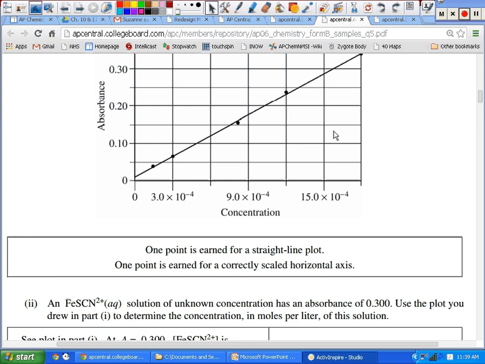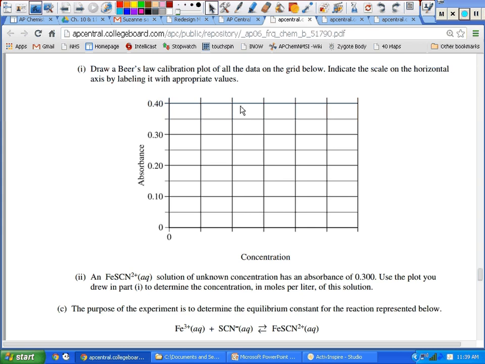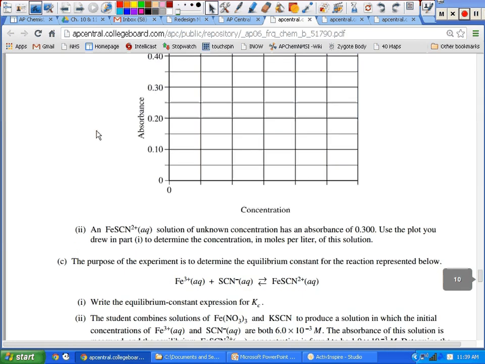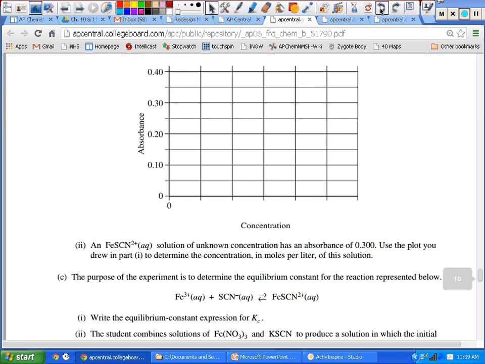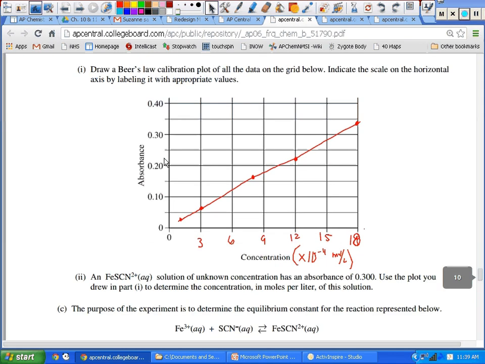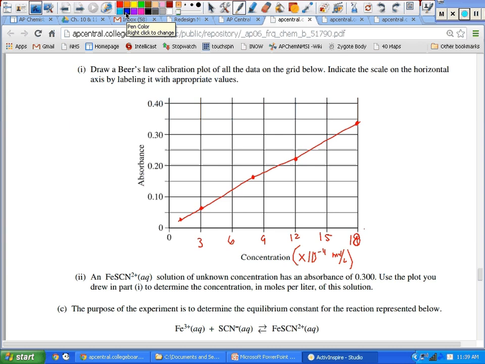Okay. All right. Next question. The ion solution, an unknown concentration, has an absorbance of 0.3. Use the plot you drew in part I to determine the concentration of the solution. This is probably one of the easiest questions on this entire thing. So, we've got it labeled. What was the absorbance? All right, so on the y-axis, it was 0.3. Go all the way over to right here. And what would you guesstimate that the concentration was?